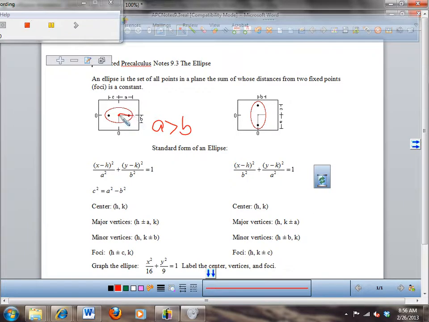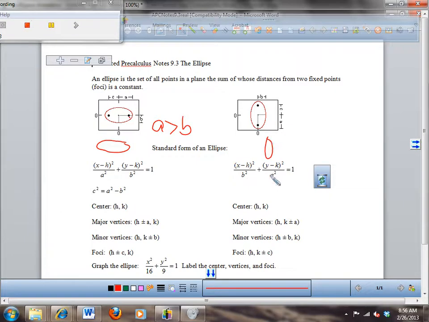It's the distance from the center out along the major axis to the outside. A is the distance from the center to the widest part of the ellipse, and B is the distance from the center to the smallest part. If X comes first in the ellipse, it's what I call a horizontal ellipse, going this way. But if B comes first, then A is the bigger number, and it's going this way.